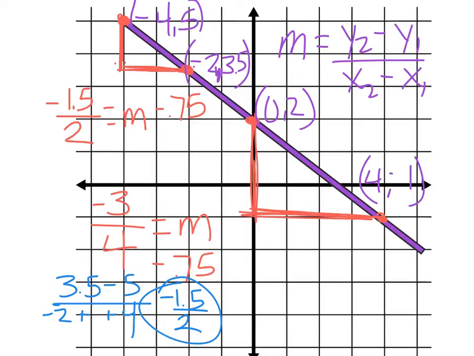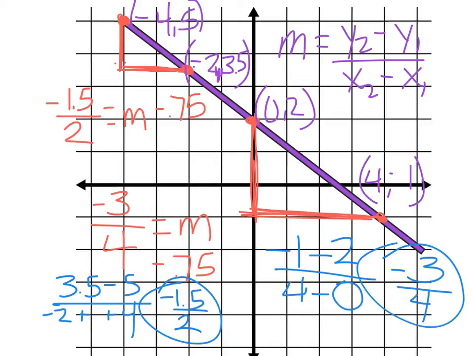Okay, now the other one we have negative 1 minus 2 and 4 minus 0. Let's see, negative 1 minus 2, that's negative 3, and 4 minus 0 is 4. Again, identical. There you go.